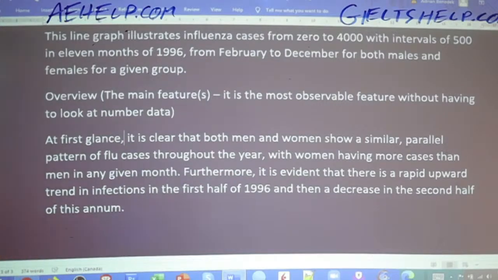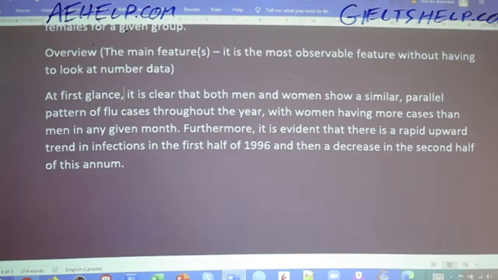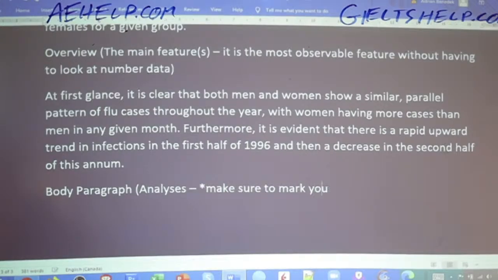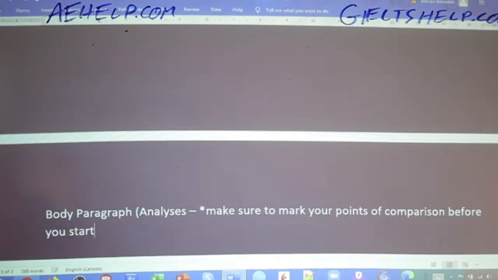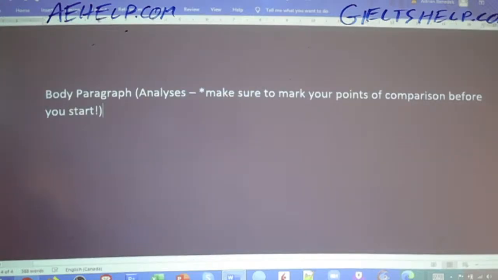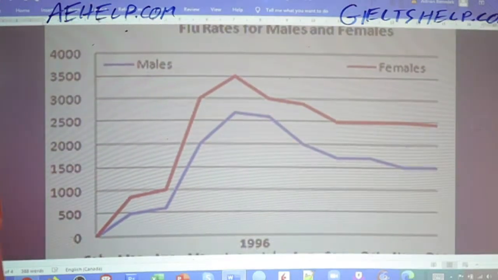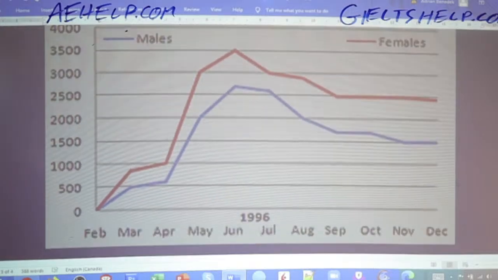So this is the introduction, the overview, and now we go into the body paragraph, which is your analyses. Okay. Your body paragraph is your analyses. And what you want to do is make sure to mark your points of comparison before you start. Okay. So you go back to the graph and then you mark your points of comparison.